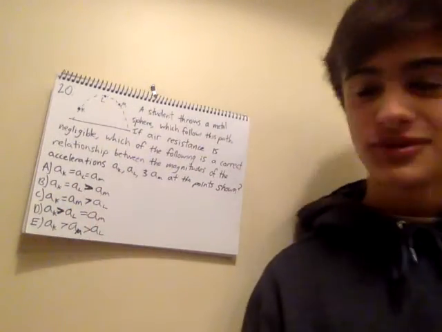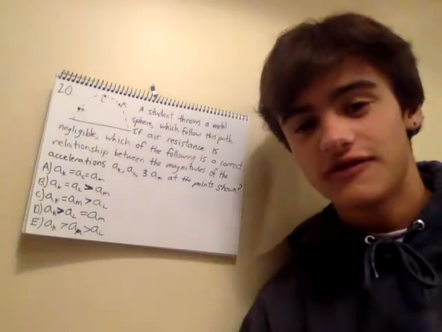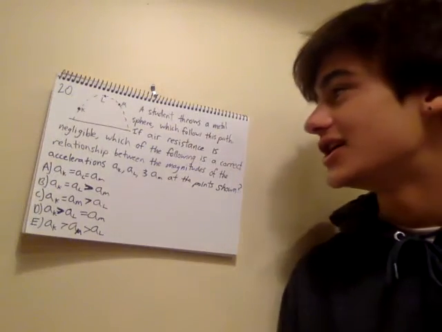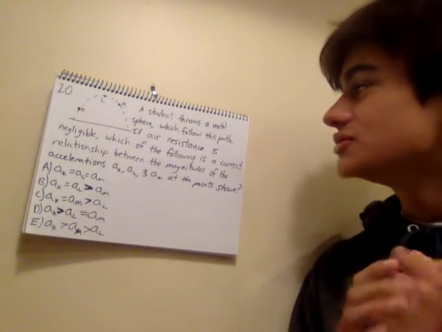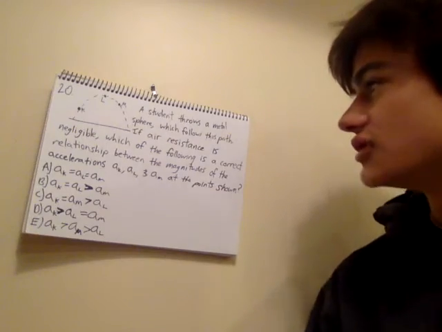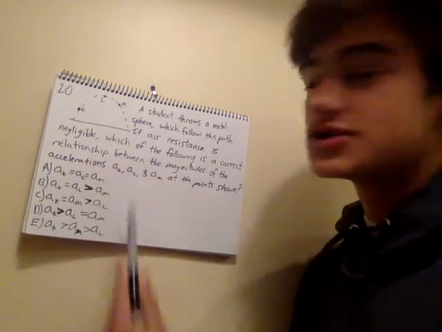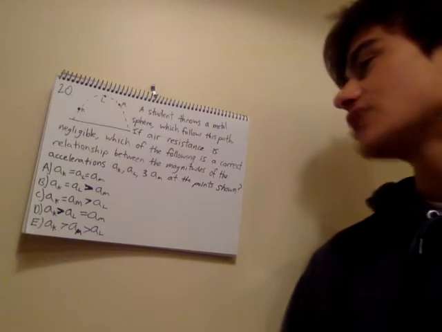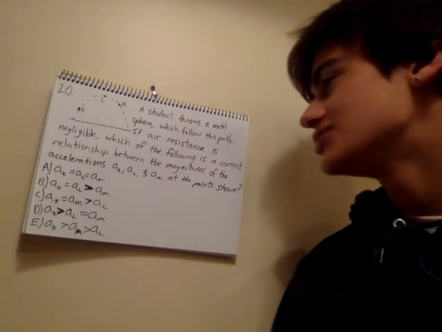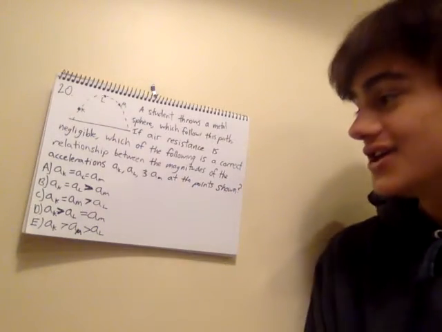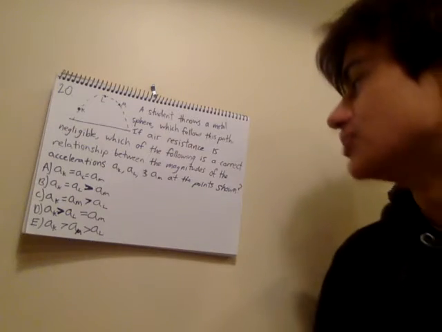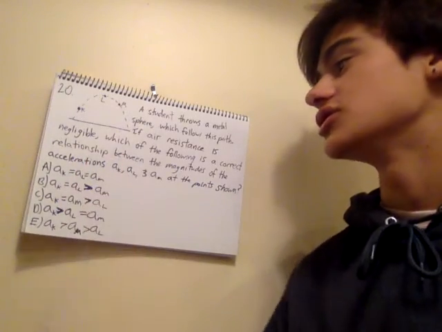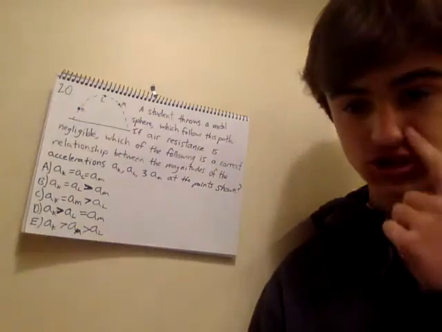This is problem number 20 and video number 20 from the AP Physics C Mechanics multiple choice test. Here's the problem. A student throws a metal sphere which follows this path, as I've drawn in this diagram here. If air resistance is negligible, which of the following is a correct relationship between the magnitudes of the accelerations AK, AL, and AM at the points shown? So the acceleration of the metal sphere here, here, and here. It's asking us to compare these three accelerations.